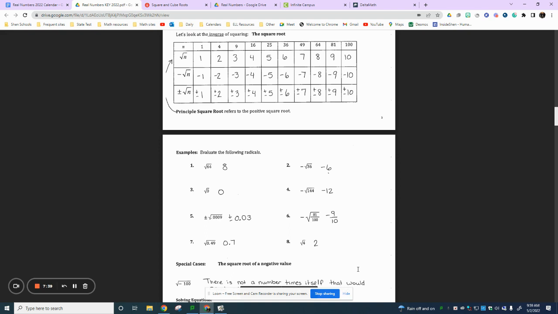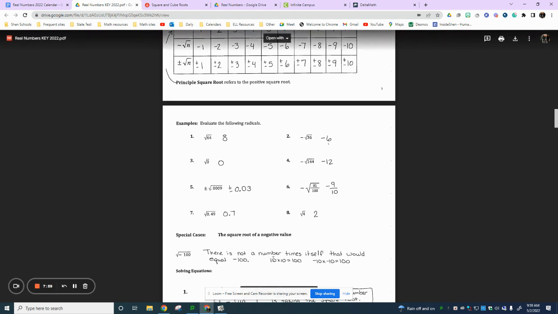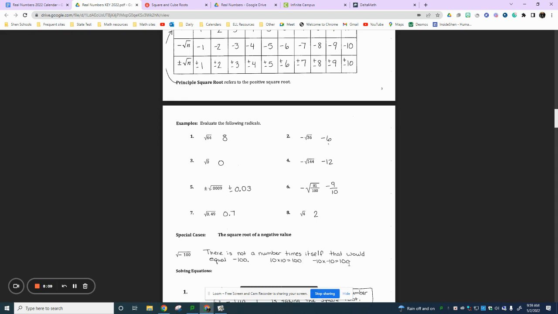Okay, now what I would like you to do is put in the square root of -100 in your calculator and see that you get a domain error. And this is because when we try to take the square root of a negative value, there's not a number times itself that would equal -100. Because again, a square root is what number times itself. So +10 times +10 would be a +100, and a -10 times a -10 would be a +100. There's no way to do a negative times a positive to get a negative answer.